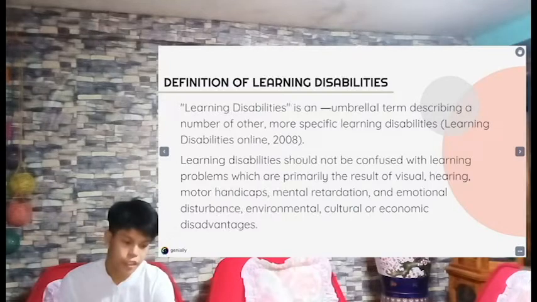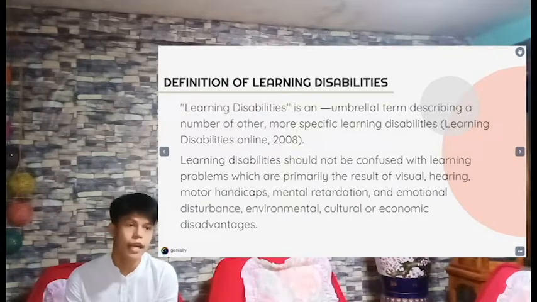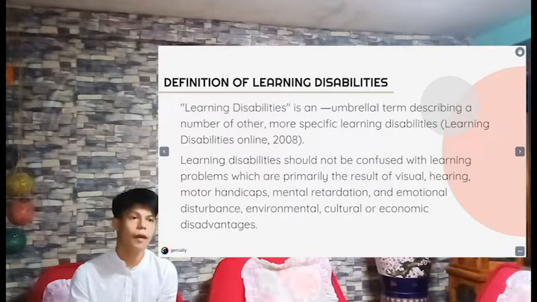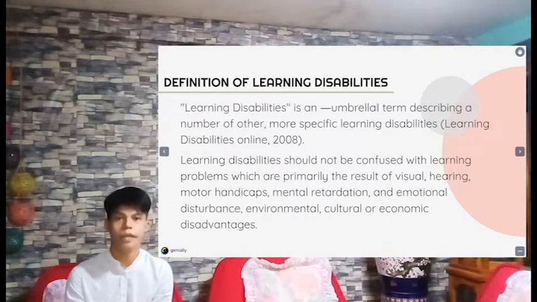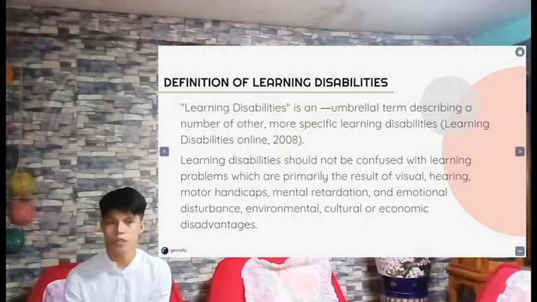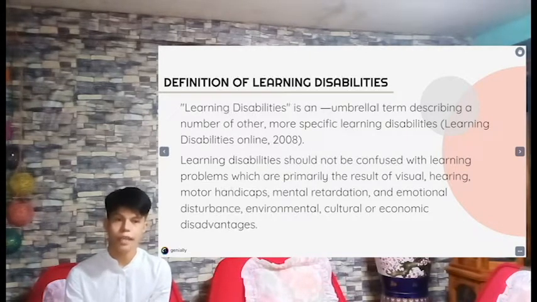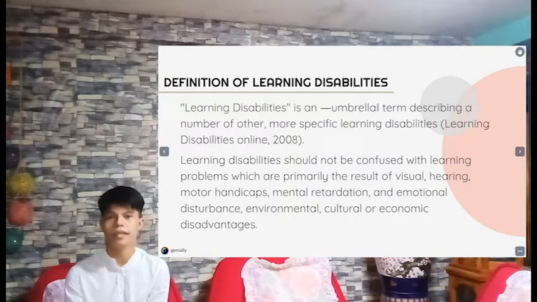So, another definition of learning disabilities. Learning disabilities is an umbrella term describing a number of other more specific learning disabilities. That's from Learning Disabilities Online, 2008. Generally speaking, people with learning disabilities are of average or above average intelligence. There often appears to be a gap between the individual's potential and actual achievement. This is why learning disabilities are referred to as hidden disabilities.